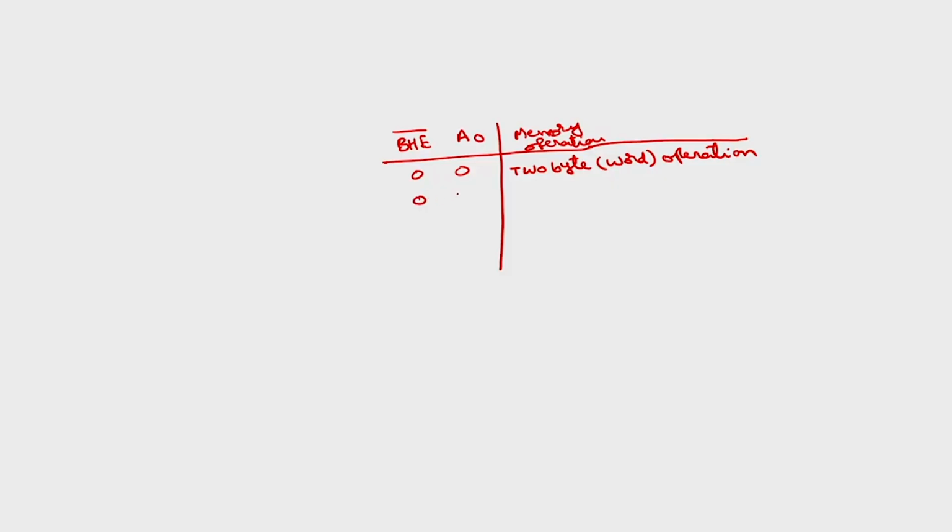Now 0, 1: only 1 byte, from which bank is selected? This BHE bar is higher order, which is odd, so from the odd bank. 1, 0: 1 byte from the even bank.